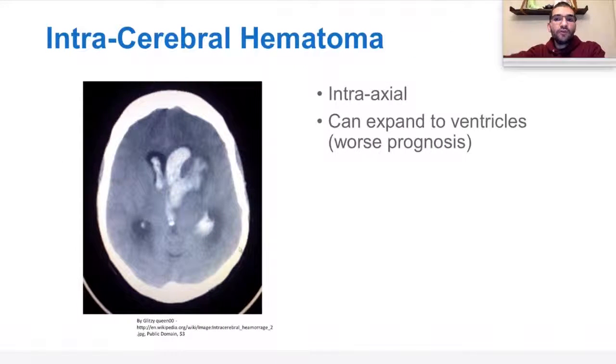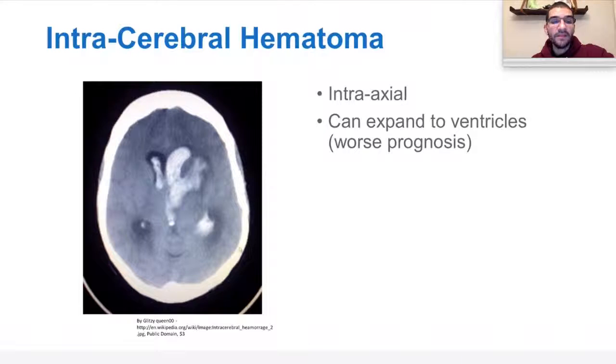The second to last hematoma I want to describe is an intracerebral hematoma, which is an intraaxial bleed within the brain. This can be caused by trauma, again, arteriovenous malformations, or a tumor. In this situation, often the hematoma goes into the ventricles. And in this picture, you can see this bright white stuff in the middle of the brain is actually blood.